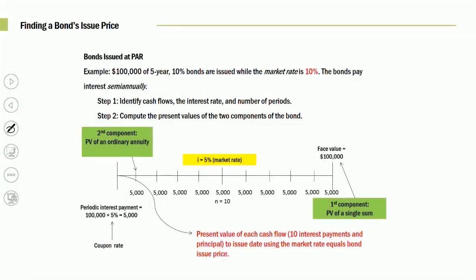All right, here we go, guys. They tell us bonds are issued at par. What if they didn't tell us that? No worries. We got a $100,000 5-year 10% bonds issued when the market rate is 10%.